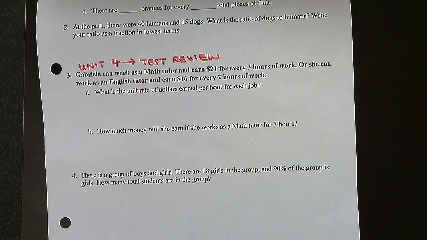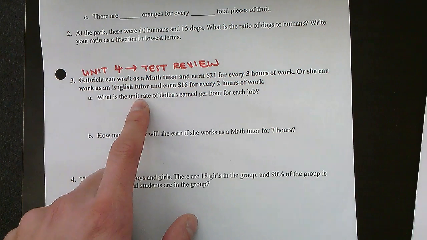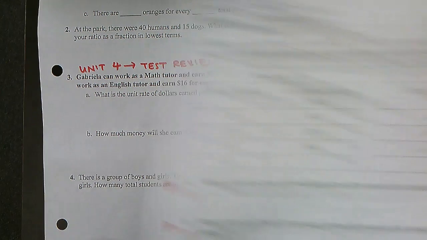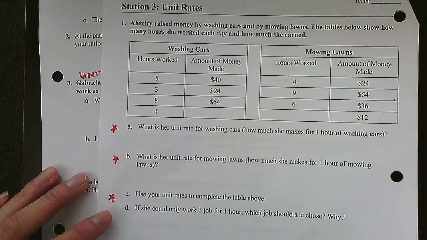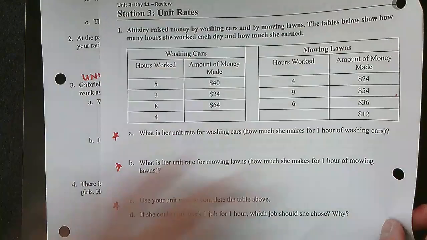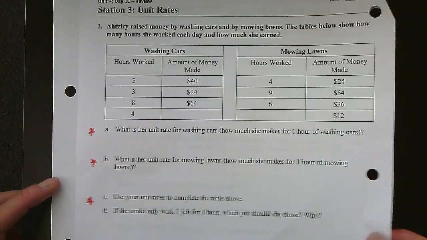Continuing on with our Unit 4 test review, now we're looking at problems 3 and 4 in your homework. Problem 3 asks you to find the unit rate of each job. Unit rates, this is similar to what we did in our classwork from Station 3 unit rates. So I'm going to go over these problems in the classwork, and then if you've practiced this, then you should be able to answer number 3 in your homework.